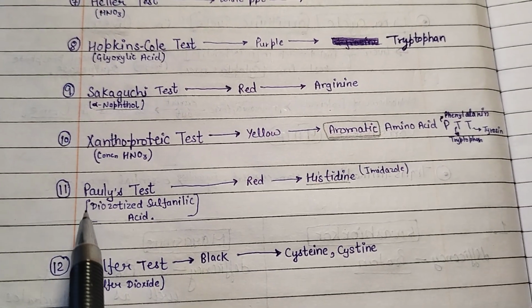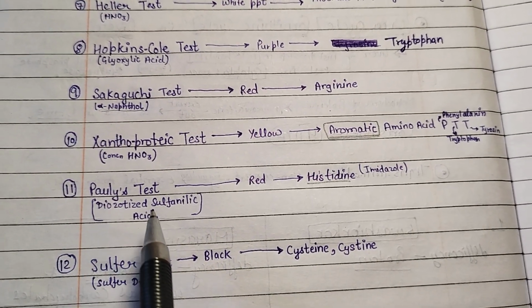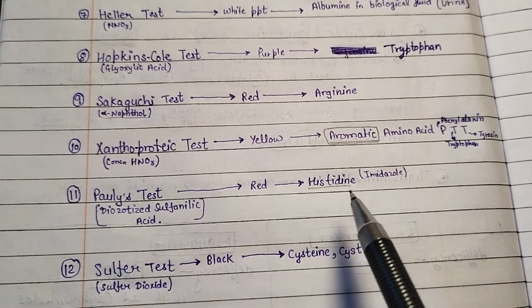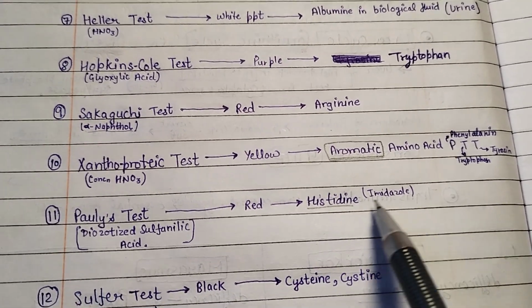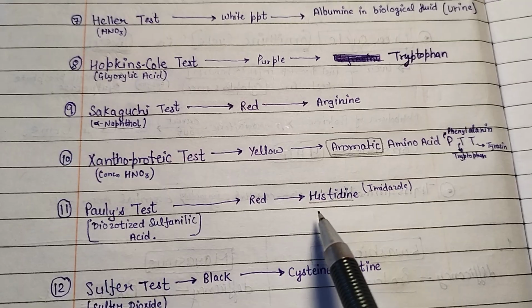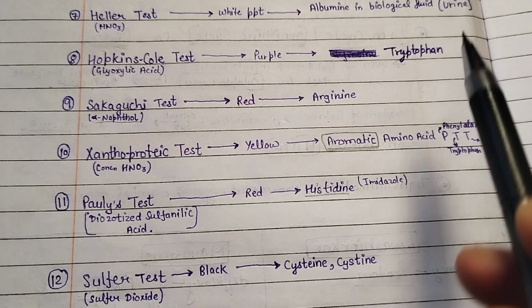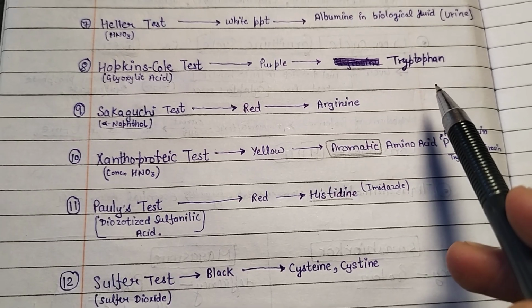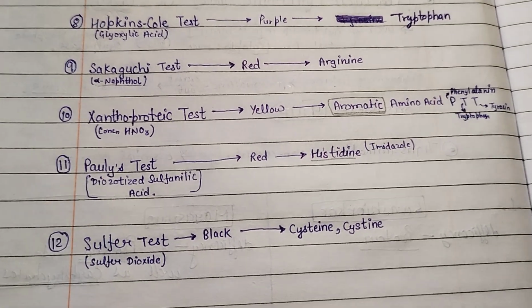After that we have the Pauly test. Sulfanilic acid, remember it. The Pauly test is for histidine. Histidine has an imidazole and it will convert into histamine. Tryptophan will convert into serotonin. And then we have the sulfur test.